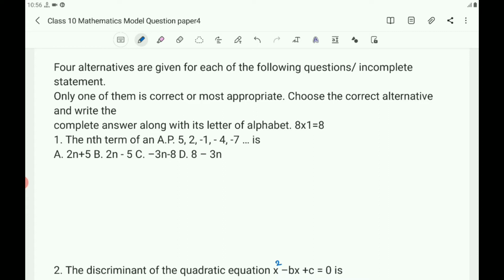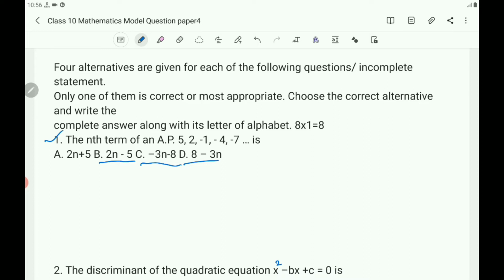There are 8 questions. They are multiple choice questions, each carrying 1 mark. The first question: the nth term of the AP 5, 2, minus 1, minus 4, minus 7 is: option A, 2n plus 5. Option B is 2n minus 5. Option C is minus 3n minus 8. Option D is 8 minus 3n.